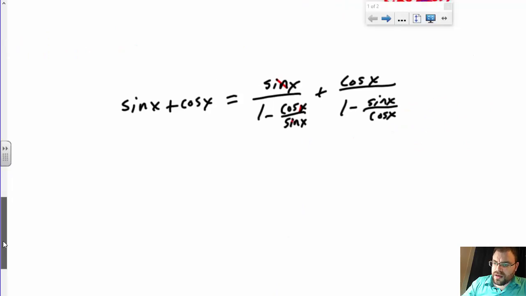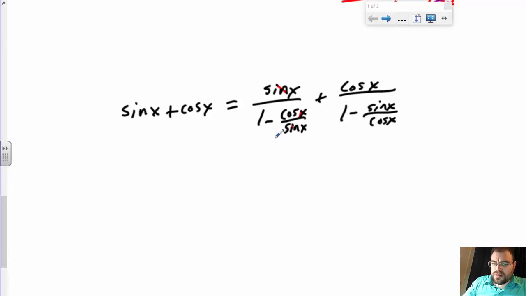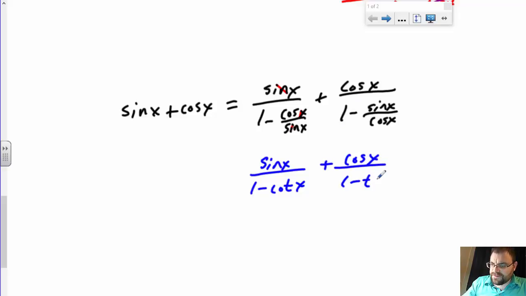So I want to call this 1 minus cotangent, pretty much is what I want to say. So this is going to be sine of x over 1 minus cotangent. Same thing. And this is going to be plus cosine of x over 1 minus tangent x. Now what I'm going to do instead is multiply this here by its conjugate, which is 1 plus cotangent.